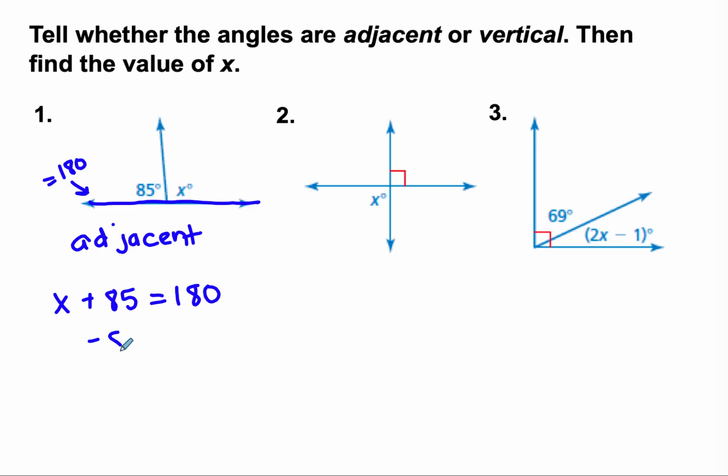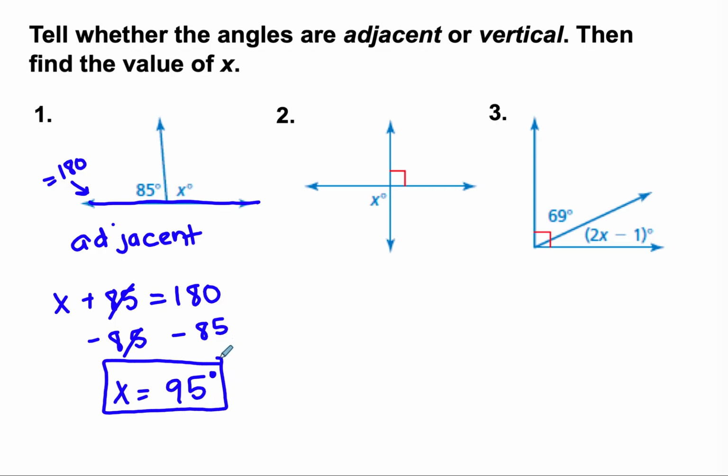Now we're going to solve it. We're going to subtract 85. All right, and we're going to get x equals 95. Don't forget about the degrees. Yes, you do need to show your work. If you want to just write the 180 minus 85 part, that's fine. You don't have to write it all out in equation form if you don't want to.